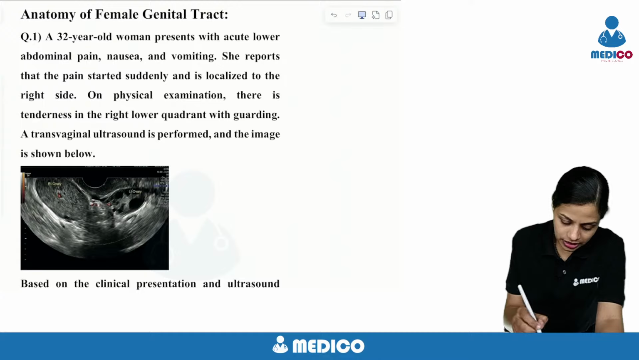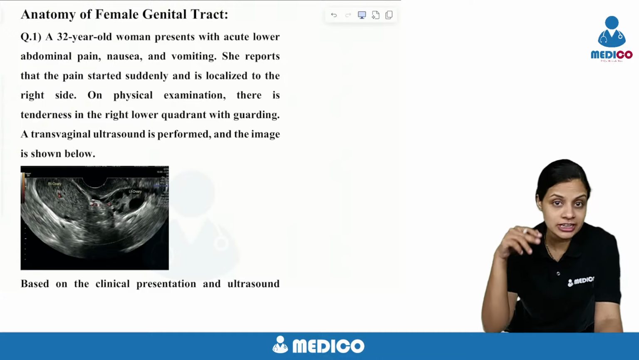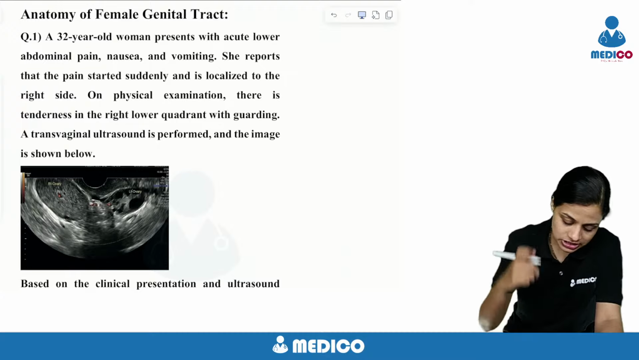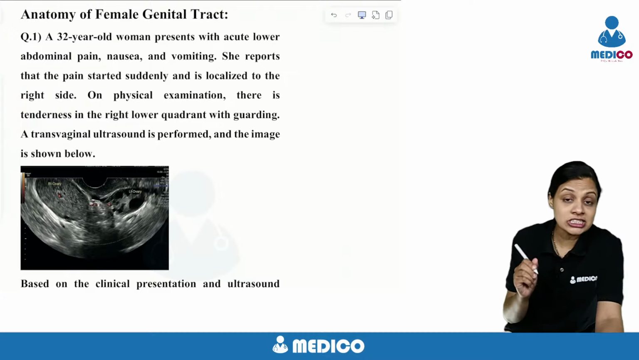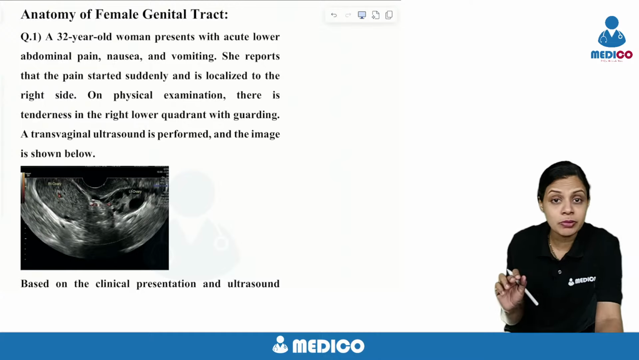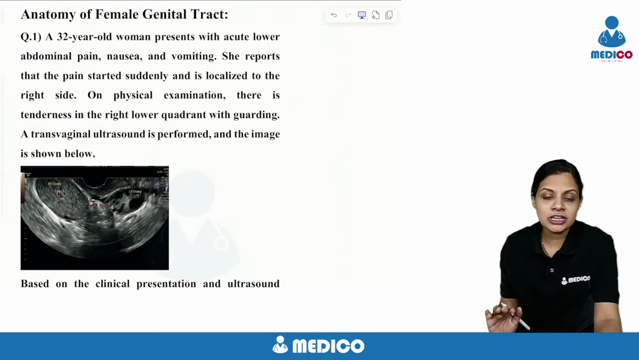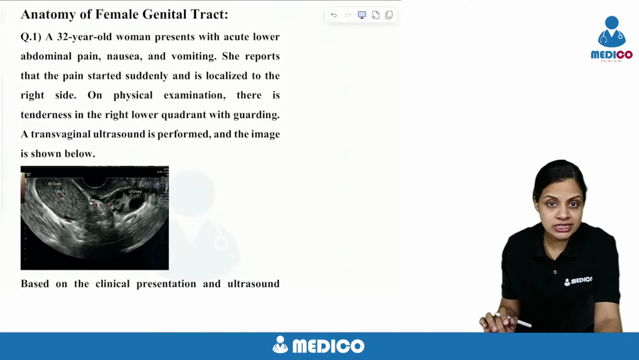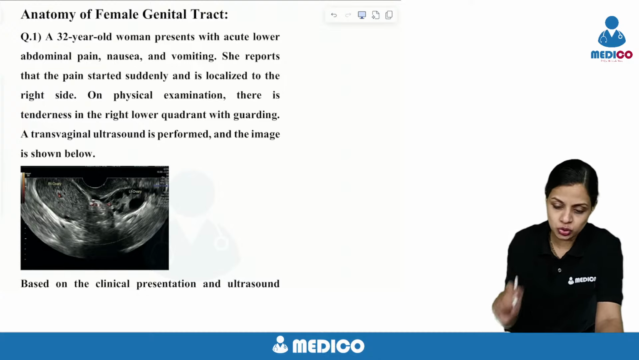See, now here the needle has been introduced through the posterior vaginal fornix. The needle has been inserted through the posterior vaginal fornix into where? Into the recto-uterine pouch. This is the recto-uterine pouch, also known as the pouch of Douglas. So that is where a culdocentesis is performed, in the recto-uterine pouch.